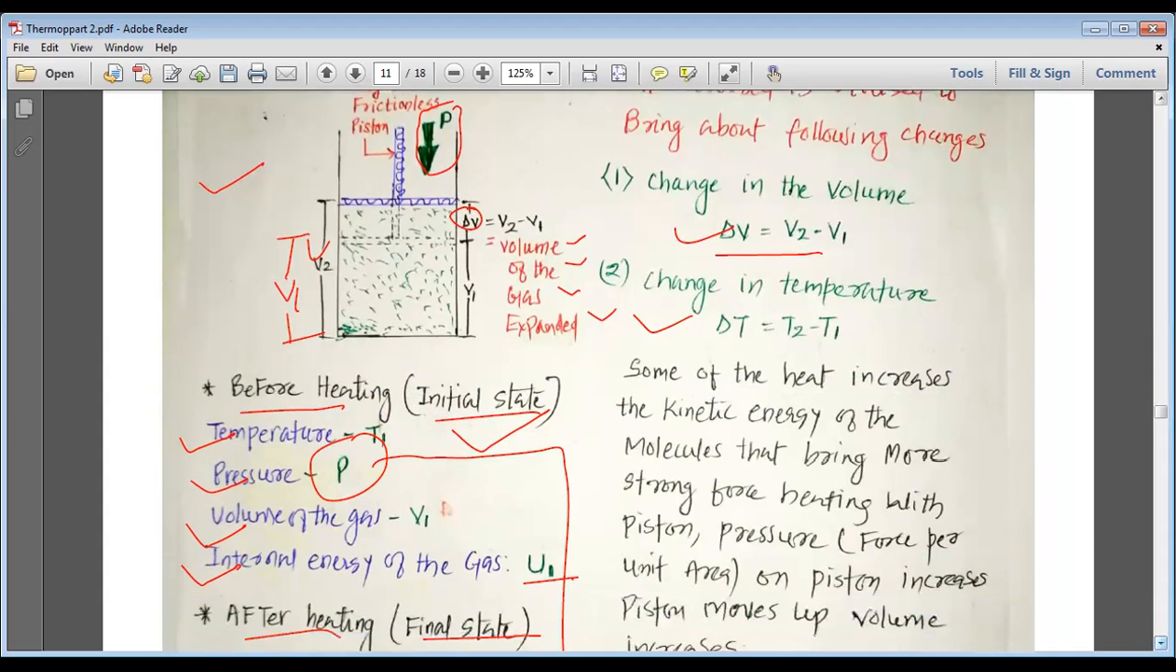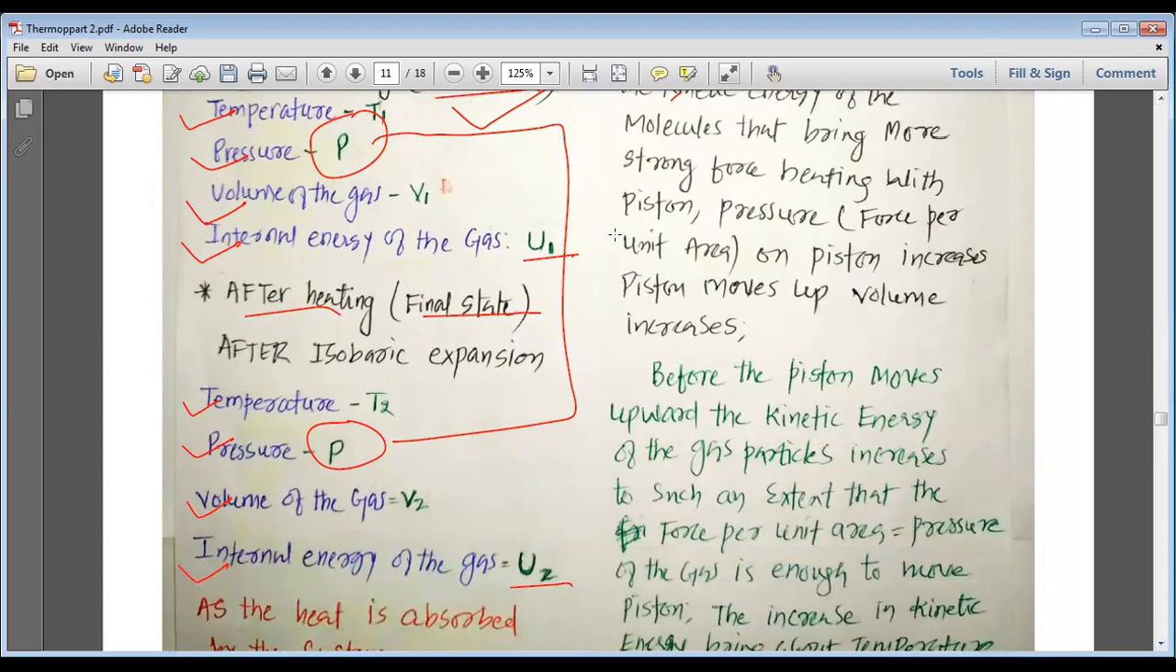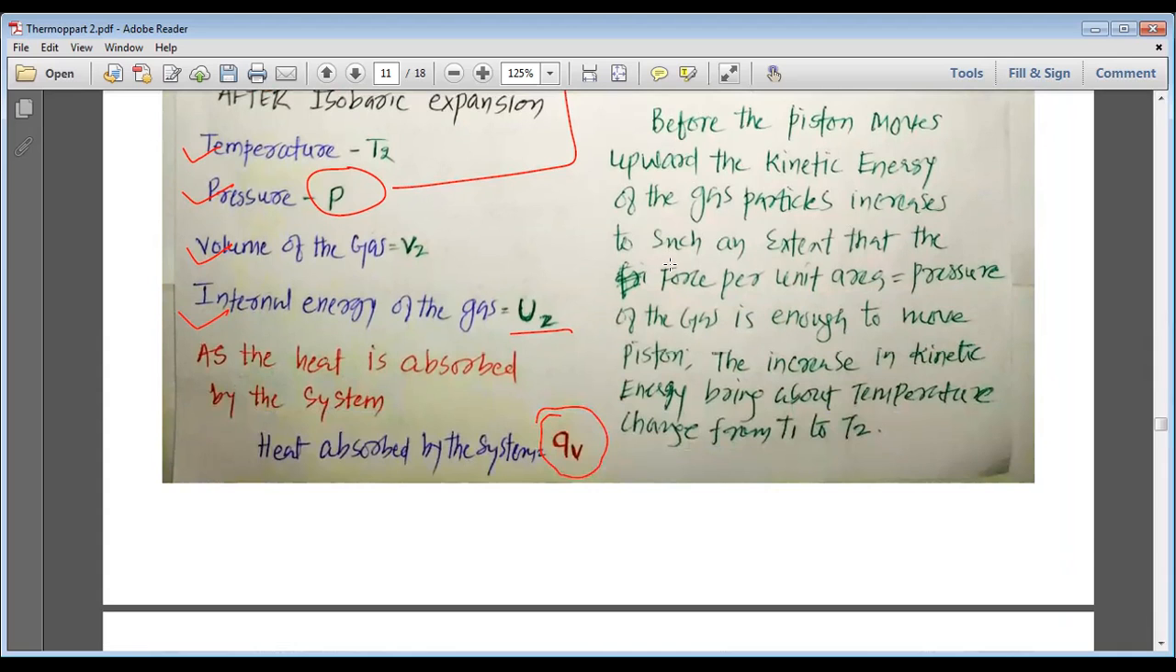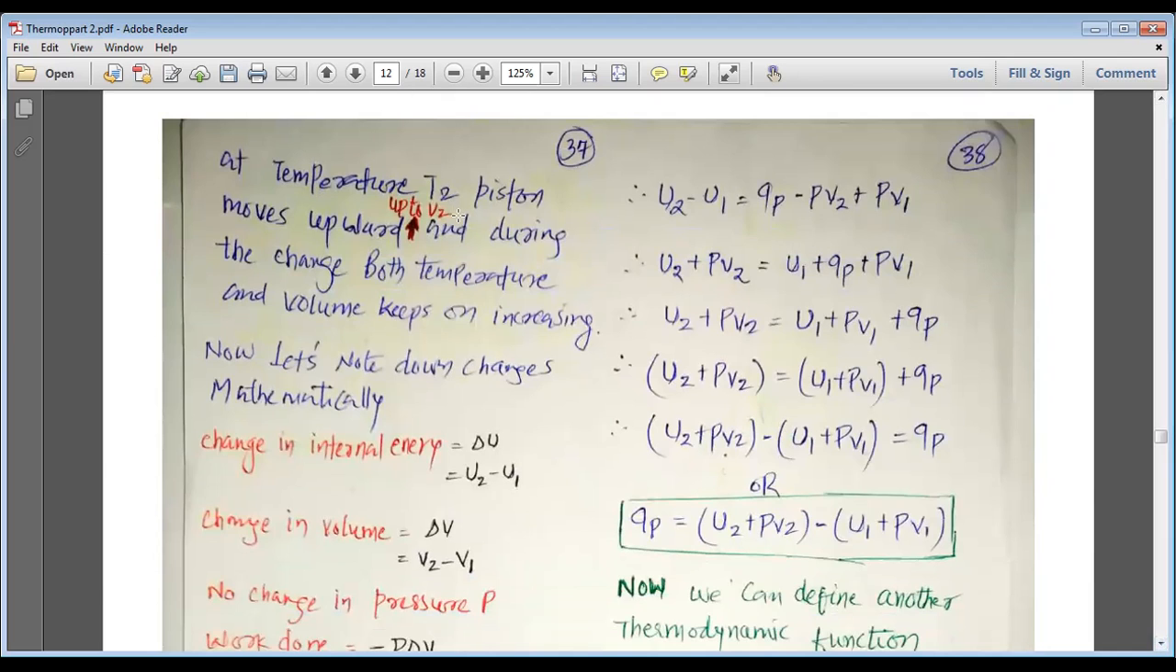Now some of the heat increases the kinetic energy of the molecules and thus brings a stronger force, due to which the piston moves upward and the volume changes. Before the piston moves upward, the kinetic energy of the gas particles increases to such an extent that the force per unit area, that is the pressure of the gas, is enough to move the piston. The increase in kinetic energy brings about the change in the temperature of the gaseous molecules. So at temperature T2, the piston moves upward and during the change both the temperature and volume keep on increasing.